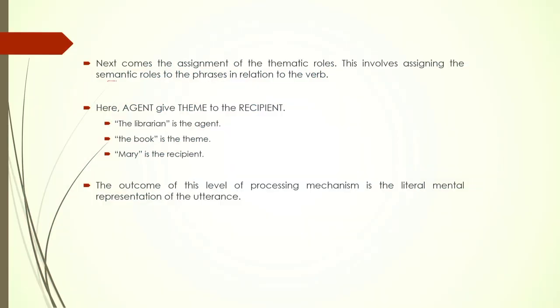Next comes the assignment of the thematic role. This involves assigning semantic roles to the phrases in relation to the verb. As I just showed you, the librarian is the subject, or the agent. The book is the theme and Mary is the recipient. So these are the basic thematic roles assigned in this particular sentence. The outcome of this level of processing is the literal mental representation of the utterance. After all the hard work that the mind does on a simple sentence, what we have is only the literal interpretation, literal as in exactly what the words mean, what the entire sentence means.